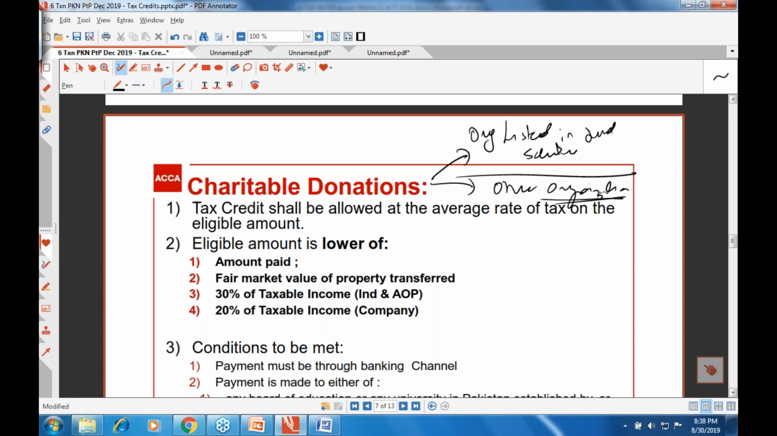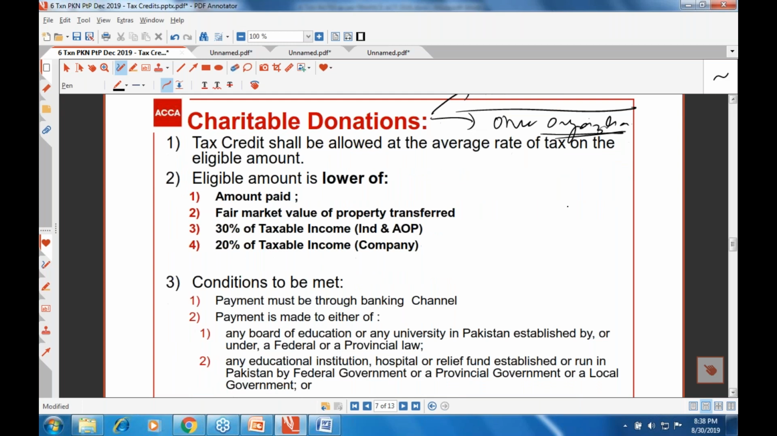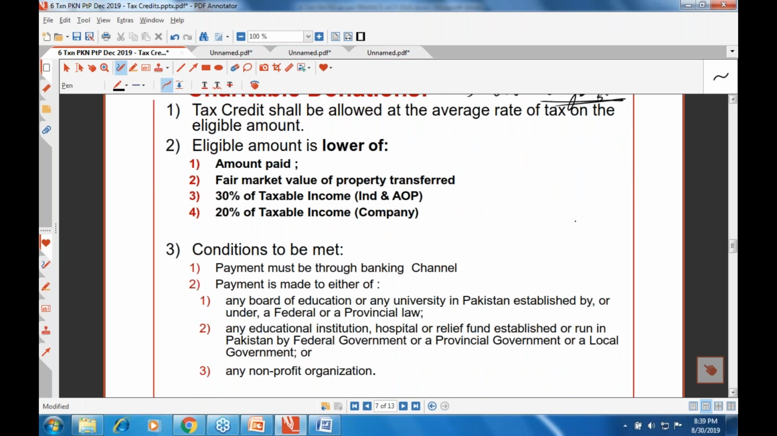Since the government wants to encourage philanthropy, the government gives you credit for the donations that you make to charitable institutions, because that encourages people to give more and more donations, and hence the charitable institutions flourish. When people are getting a tax benefit, it encourages more people to use this, because it gives them both benefits: the benefit after life, that the Almighty will be happy, and the second benefit, the taxation benefit.